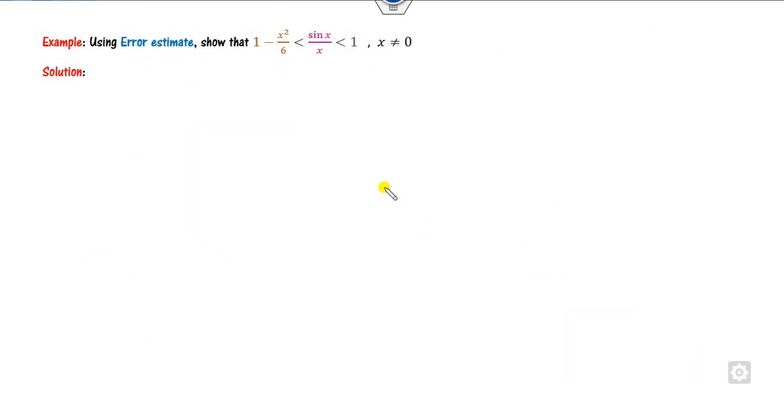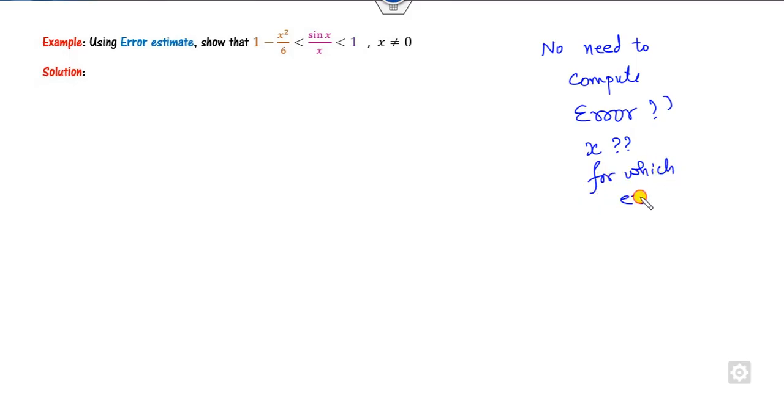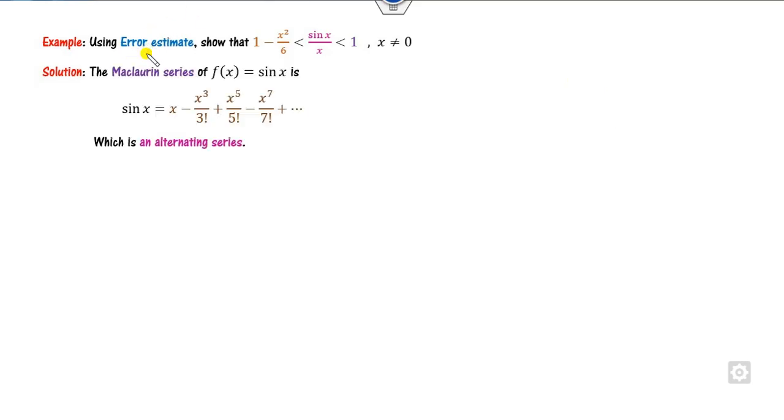Look at another example here. In this case, you can see there is no need to compute the error. If you read the statement, they are not asking that you have to find the error. They are not asking that you have to find the value of x for which the error is less than something. This is not given to you, neither in this case nor in this case. You have to prove something. But you have to use the error estimates.